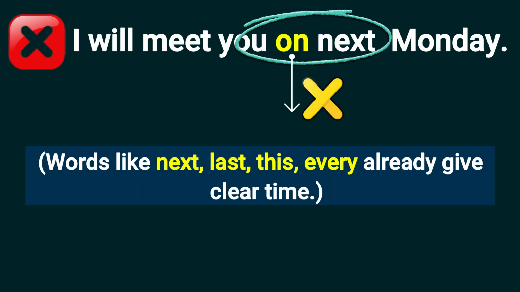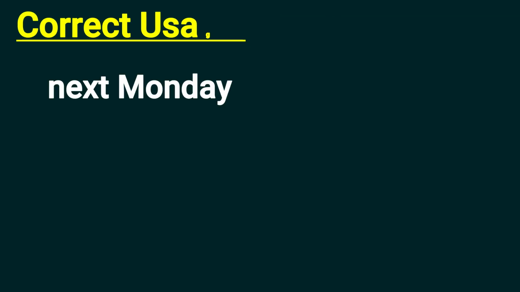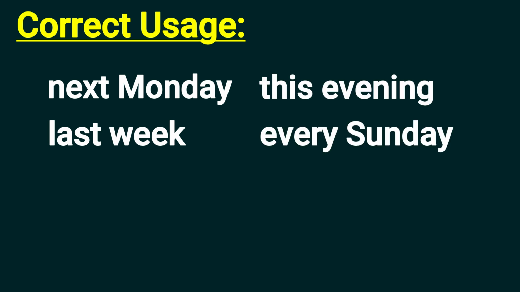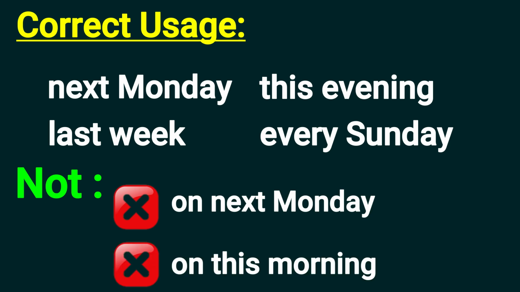Using of "on" is wrong because words like next, last, this, every already give a clear time. So English does not use prepositions like on, in, at with them. So the correct usage is next Monday, last week, this evening, every Sunday. It should not be like on next Monday, on this morning.